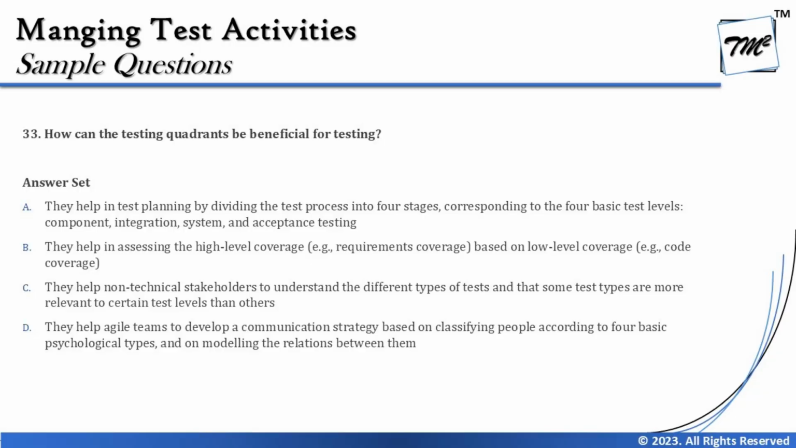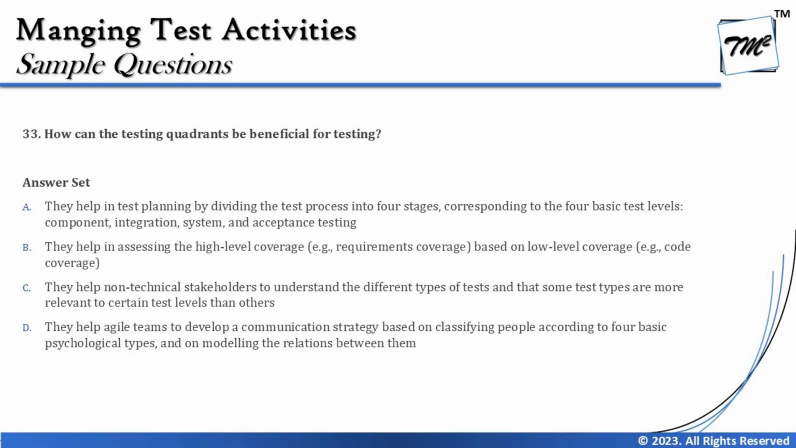If I go to option B, it says they help in assessing the high level coverage, which is requirement coverage, based on the low level coverage, that is code coverage. Again, testing quadrants certainly cannot help in assessing any type of coverages. They only define the amount of testing to be done at which level, how much, right?